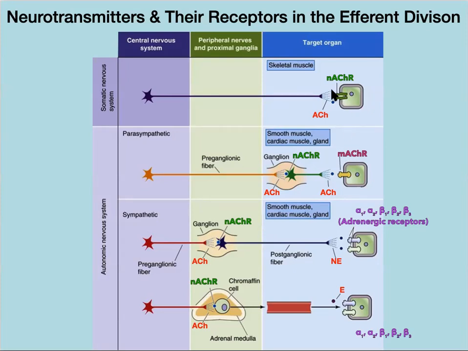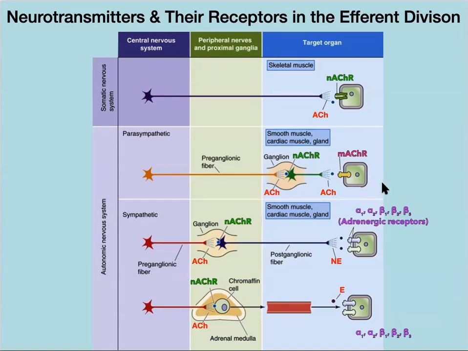So nicotinic receptors can be found on the skeletal muscle fibers. Within the neuromuscular junction, we will find nicotinic cholinergic receptors. We also find them on the cell body of the postganglionic neurons within the autonomic nervous system. That means the preganglionic neurons are going to release acetylcholine that binds to nicotinic cholinergic receptors, whether it's within the sympathetic or parasympathetic nervous system.